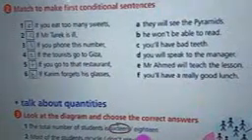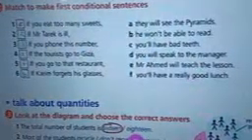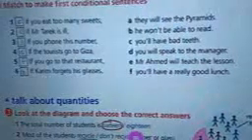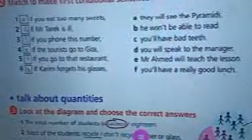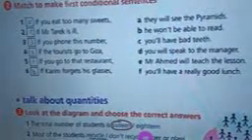Number 4, A. If the tourists go to Giza, they will see the pyramids. Number 5, F. If you go to that restaurant, you will have a really good lunch. Number 6, it will be the final number B. If Karim forgets his glasses, he won't be able to read.